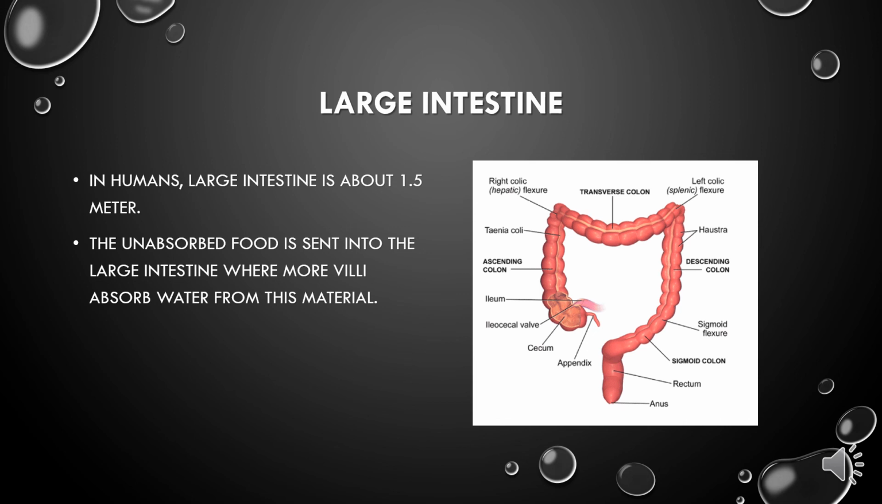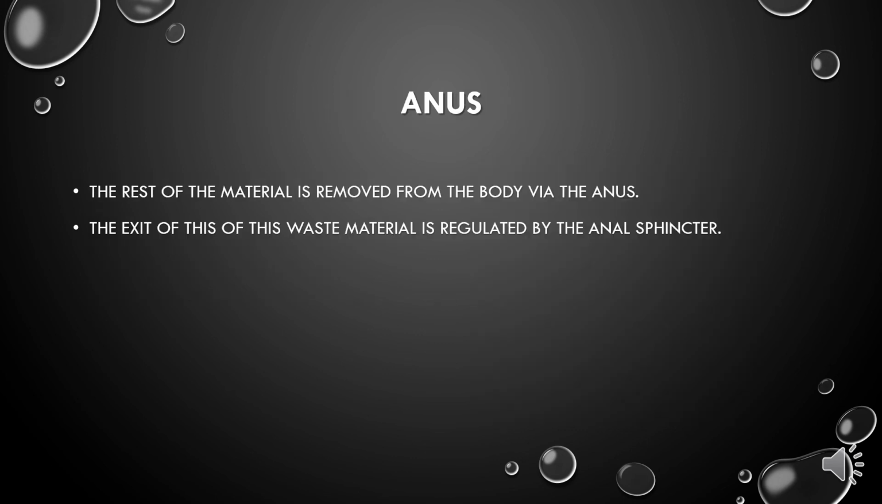Next is digestion in the large intestine. In humans, the large intestine is about 1.5 meters long. The unabsorbed food is sent into the large intestine, where more villi absorb water from this material, and lastly, the rest of the material is removed from the body via the anus. The exit of the waste material is regulated by the anal sphincter.